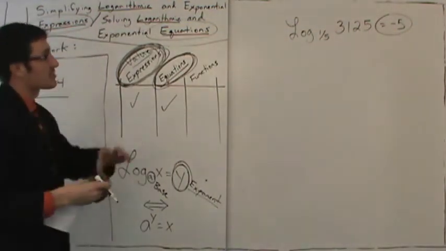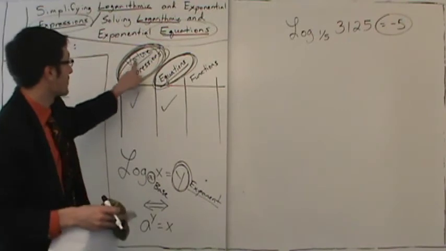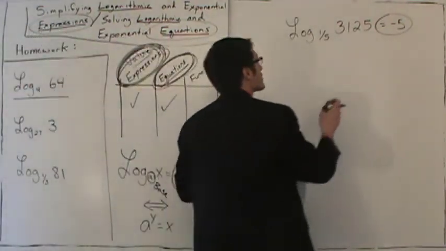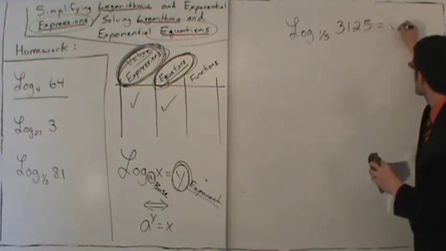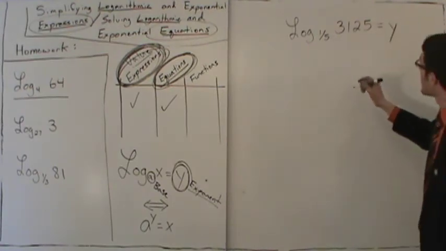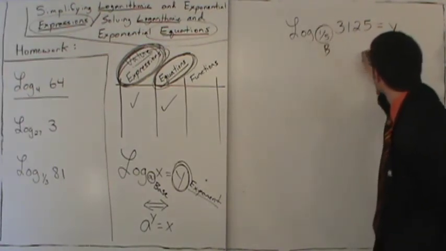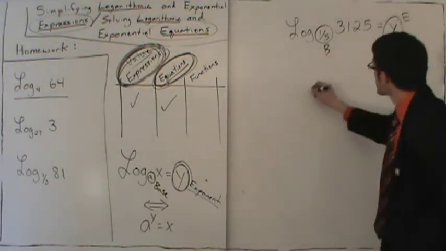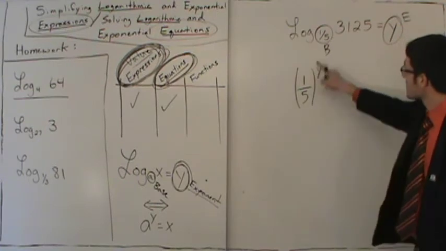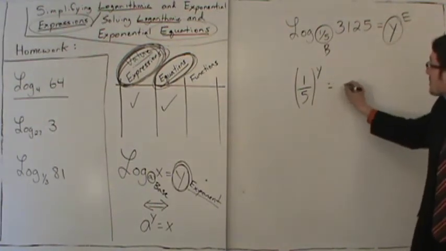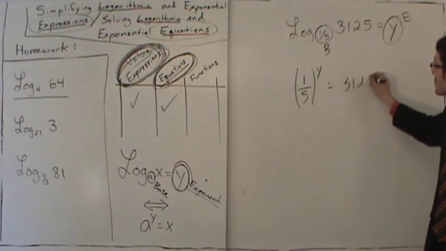But since we're not strong with this yet, we're going to take the expression and convert it to an equation. Since we don't know what this is, we're going to call it y. And now we're going to say the base is what? Base is 1/5. The exponent is y, so we say 1/5 to the y power equals 3,125.